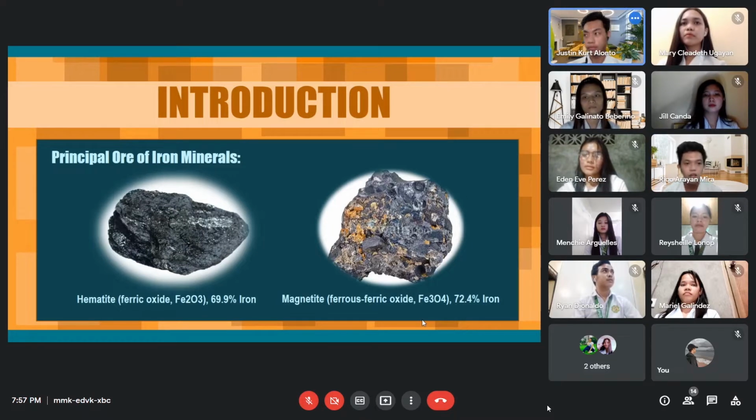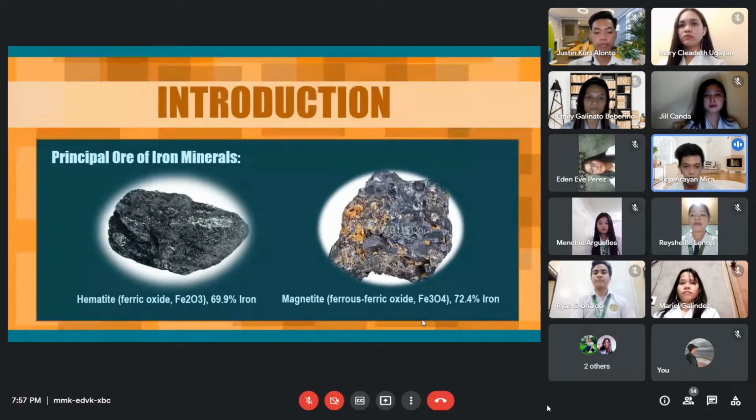Here are the principal ore of iron minerals. I think there are 5, and the first one is hematite, or the ferric oxide, with chemical composition of Fe2O3, and it has 69.9% iron. Next we have magnetite, or the ferrous ferric oxide, with the chemical composition of Fe3O4. It contains 72.4% iron.